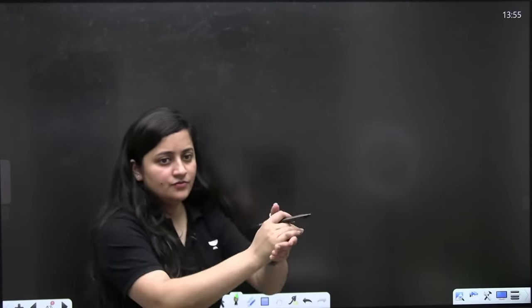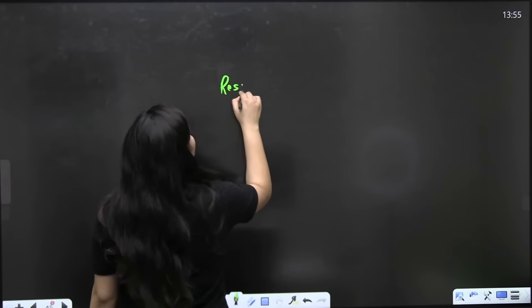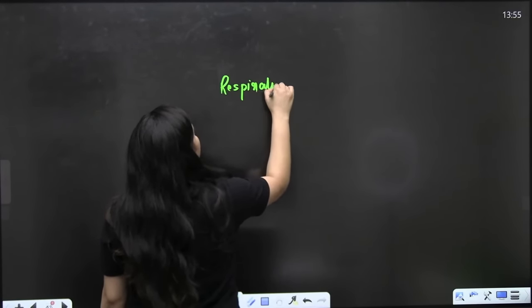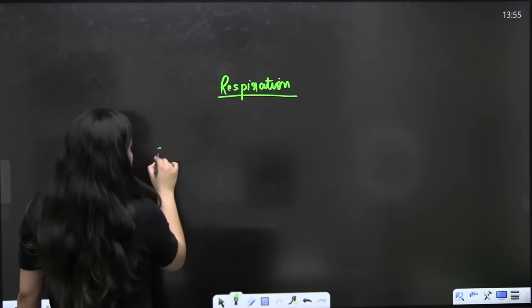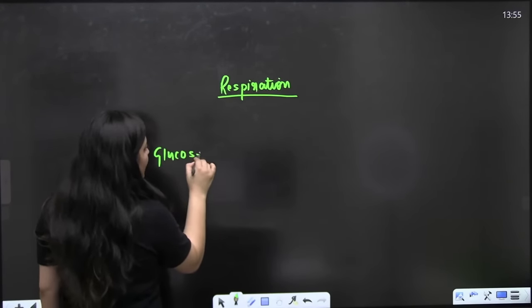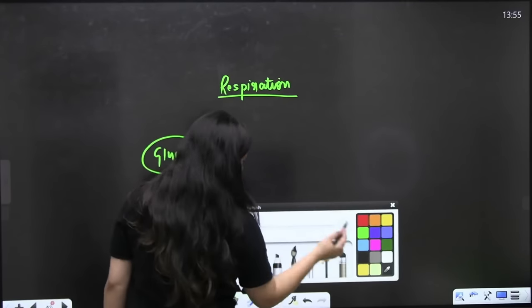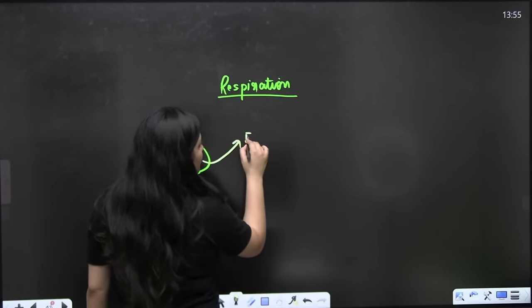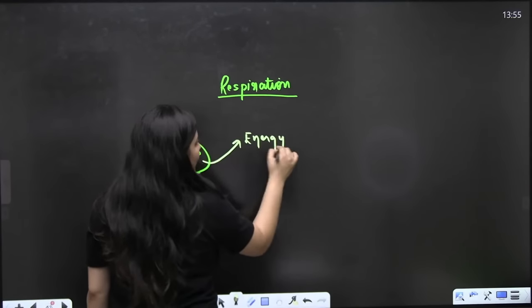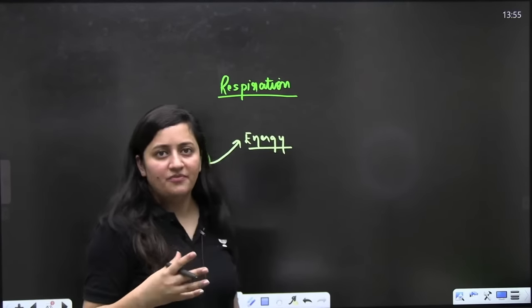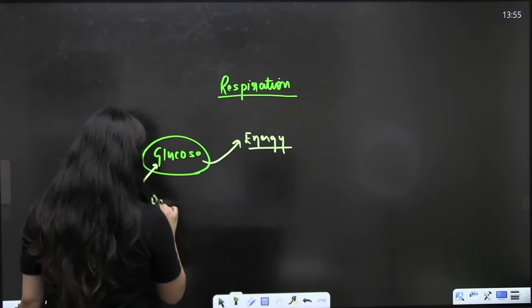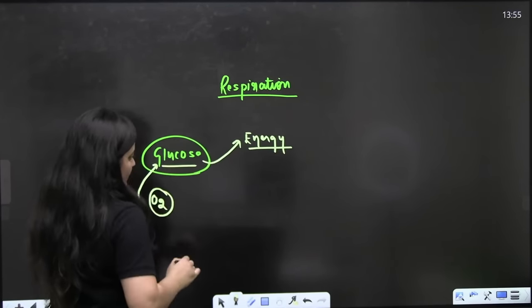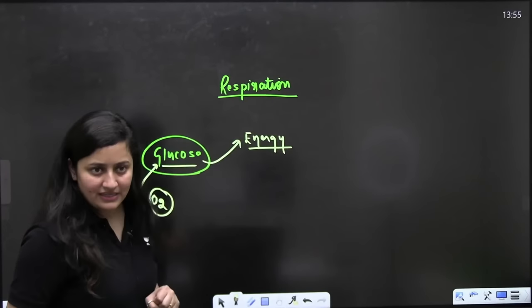Okay? Done? Let's start. So, the word is respiration. The word is respiration in plants. It's a general thing, you know it. Ultimately, in respiration, what is going to happen? We are going to break this glucose. Why? Because we want energy. Right? Glucose will be oxidized. Why? Because we want energy. Oxygen will be used to oxidize this glucose. Why? Because we want to release the energy.